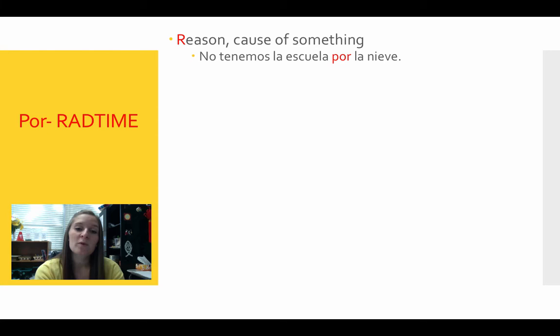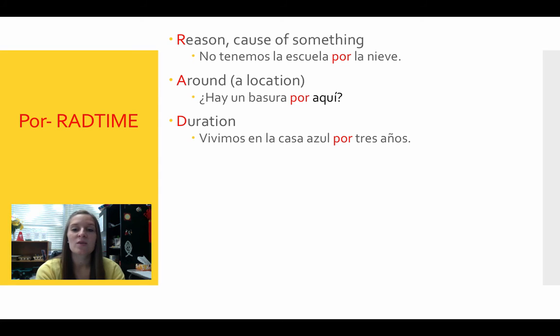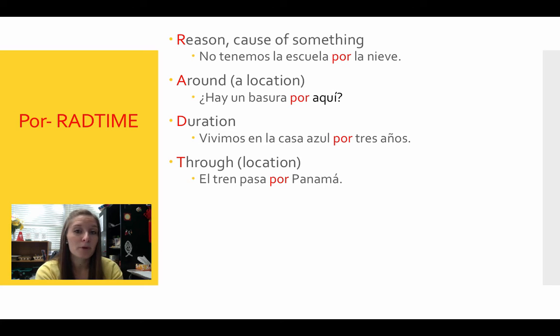Around a location. So, hay una basura por aquí. Is there garbage around here? You're not talking about a specific location. You're just kind of saying in the area. So if you want to know if something is in the area, you would use por. The D stands for duration, how long something lasts. Vivimos en la Casa Azul por 3 años. So whenever you're talking about a specific amount of time, you're going to use por. The T stands for through, and this would be through a location. El tren pasa por Panama. Okay, so you're going to use por when you're talking about around a location or when you're going through a location.